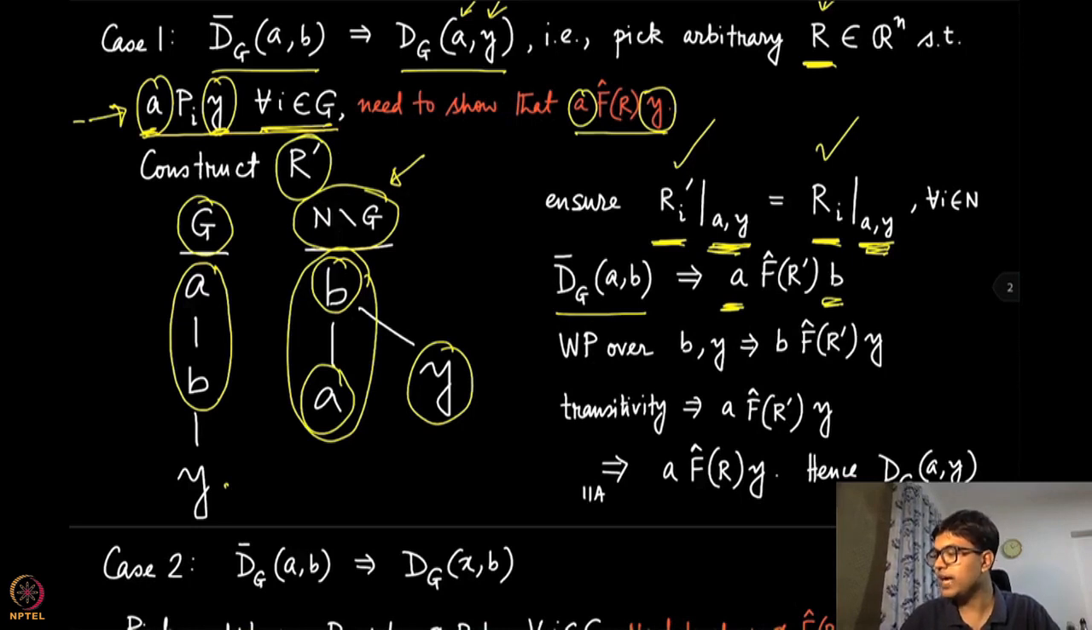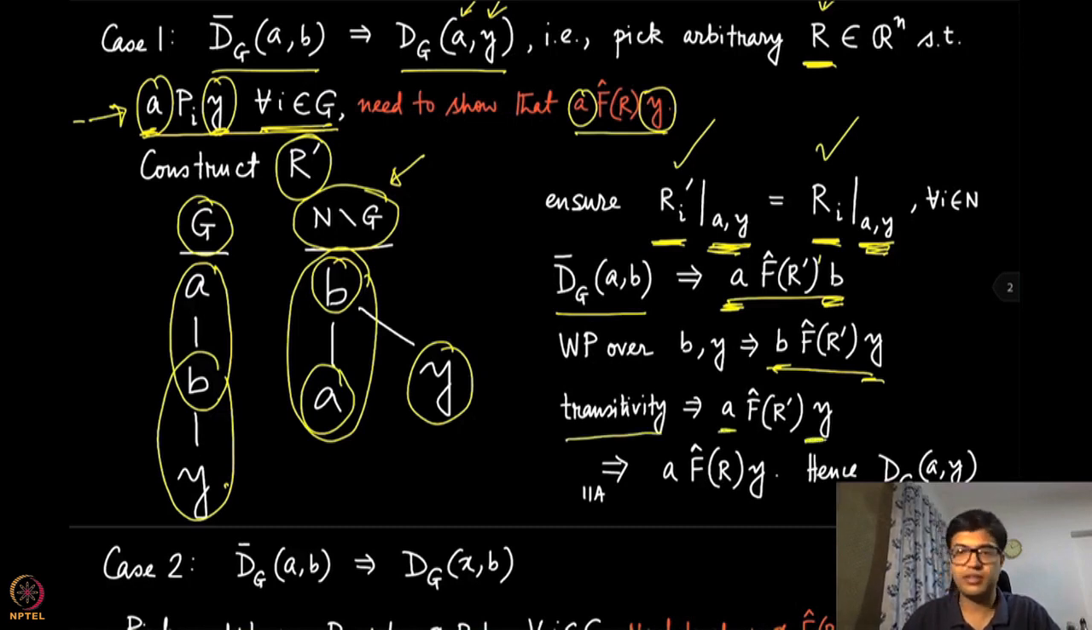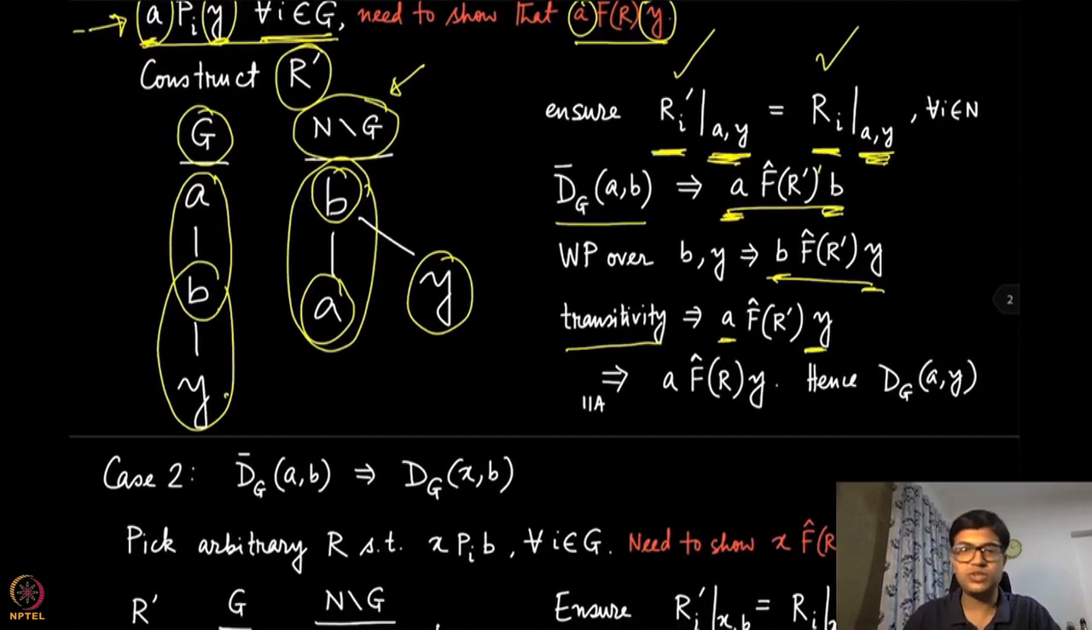Fair enough. Now the next condition is that we have weak Pareto over B and Y. We can see that B is strictly above Y for all the agents, and weak Pareto just says that B should be strictly above Y in the final outcome as well. Now we have A strictly above B, and B strictly above Y, in the outcome F of R prime. Now we can apply transitivity, which says that A is strictly above Y. Now that is exactly what we wanted.